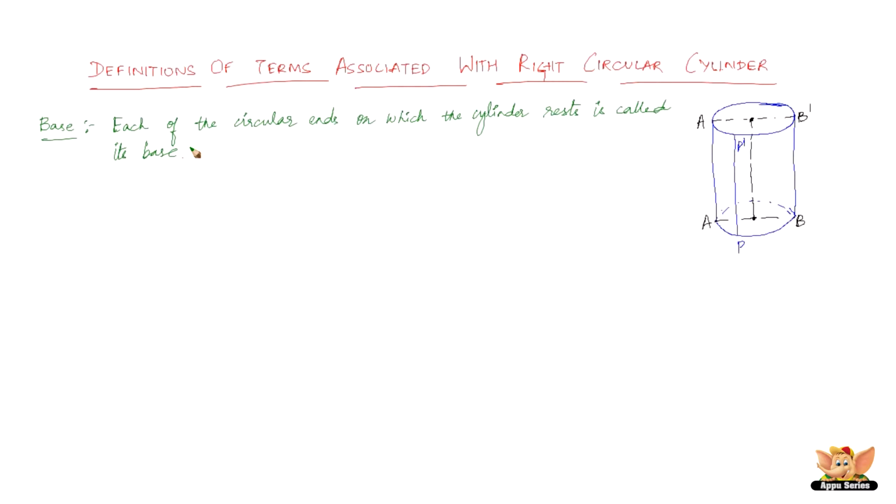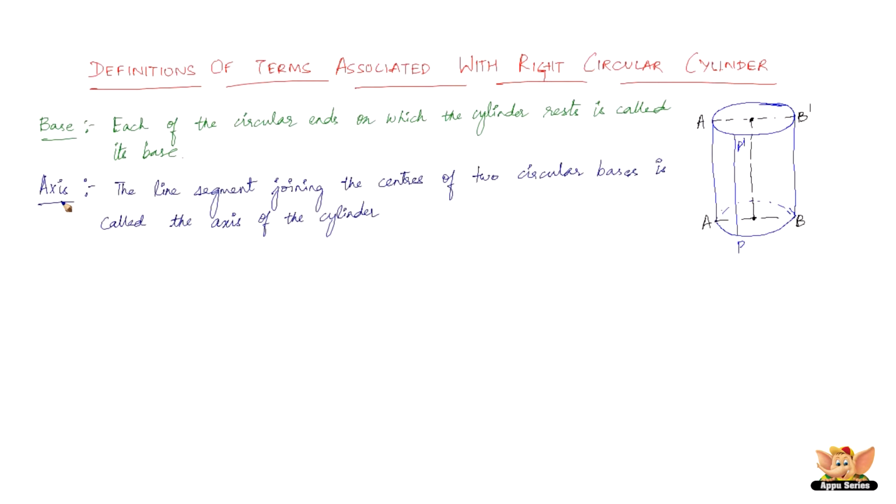In this video, let us learn some of the definitions of terms associated with a right circular cylinder. Now here is the figure of a right circular cylinder, and let us start off with the term called the base. Each of the circular ends on which the cylinder rests is called its base. So these are the circular ends on which the cylinder rests. These two circular ends are called the bases of the cylinder.